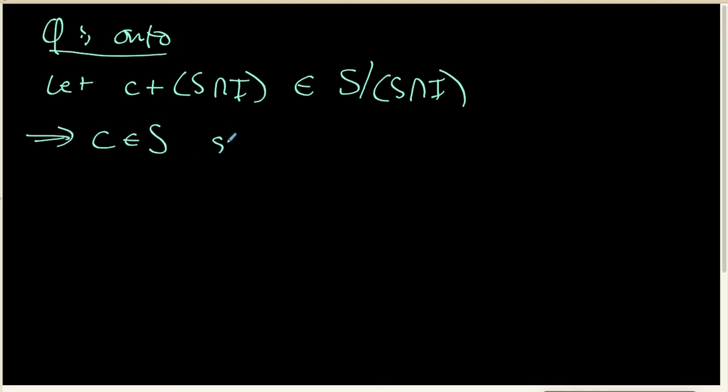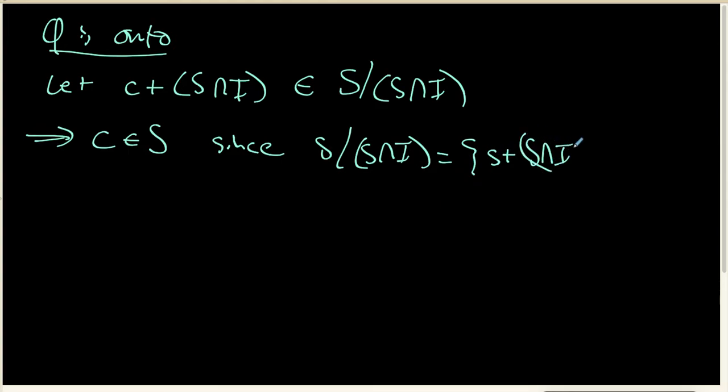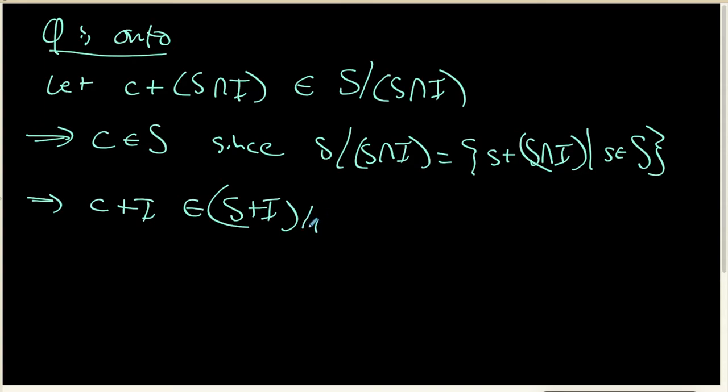Now, what I want to notice is that this particular statement here implies that c has to belong to S, and this is because S mod S intersect I is the collection of left cosets that look like s plus S intersect I, where little s is pulled from set S. And it's important that c is inside S because that tells me that c plus I belongs to S plus I mod I, which I know is the set of left cosets that look like little s plus I, where little s belongs to the subring S.